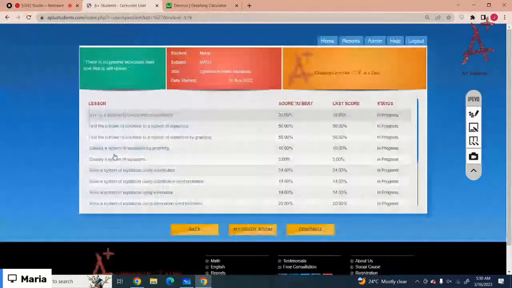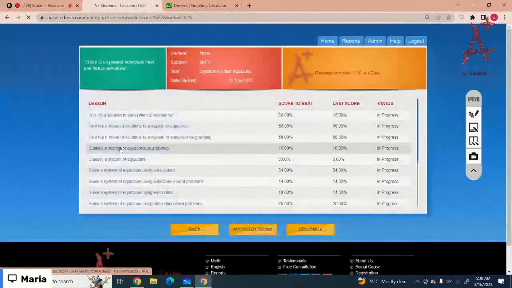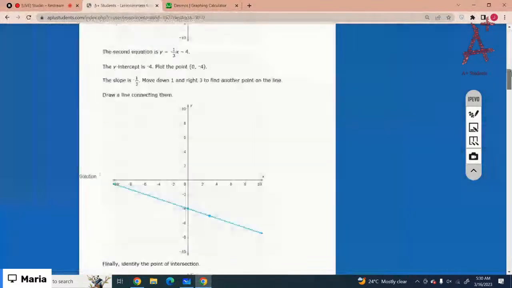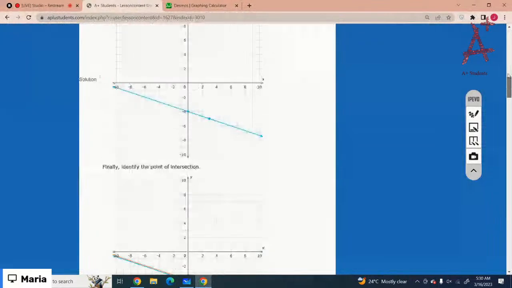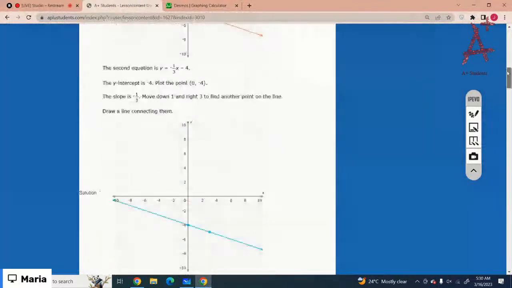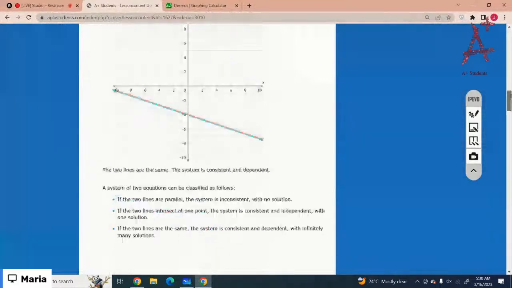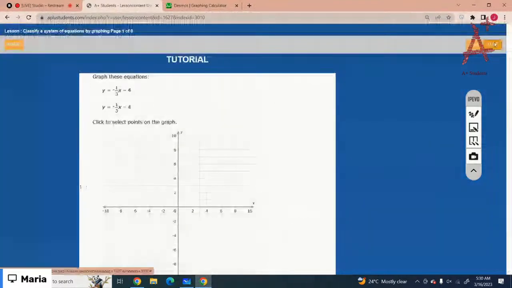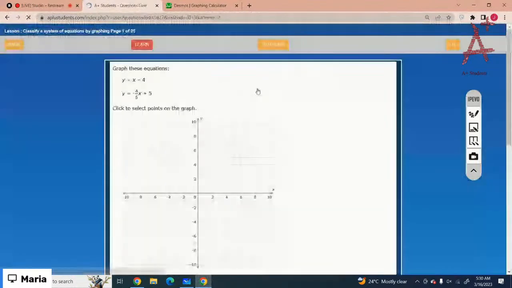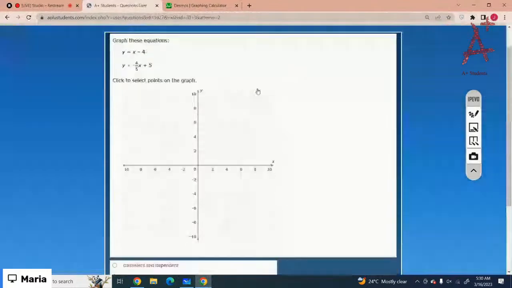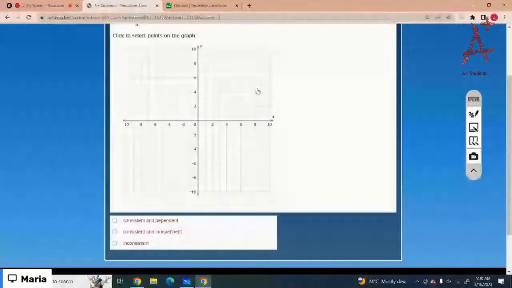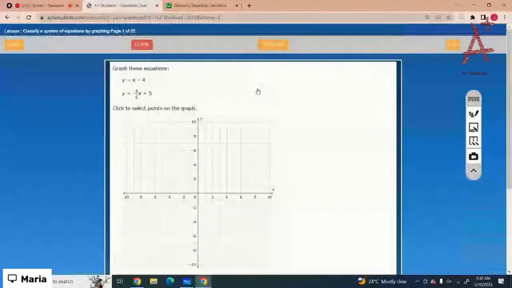The next lesson is classify a system of equations by graphing. So you have to classify whether both the equations are parallel. Let's just start with the test. You have to do basically the same thing we are already doing. You have to plot the points on the line and then see if the system is consistent or inconsistent, independent or dependent. Got it? Let's just plot the graph of both the lines.